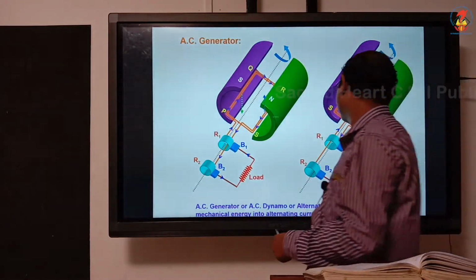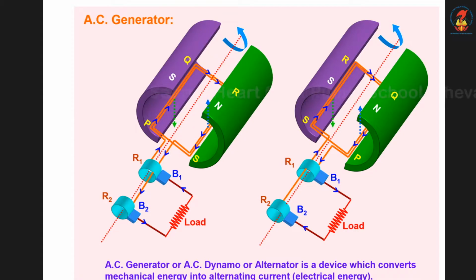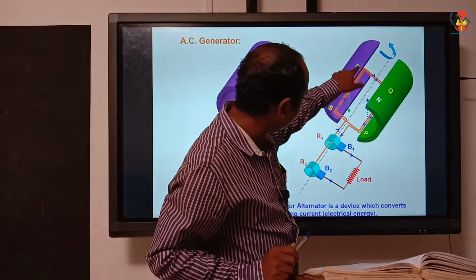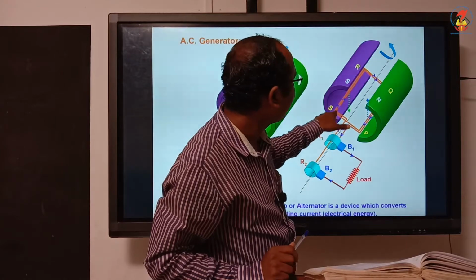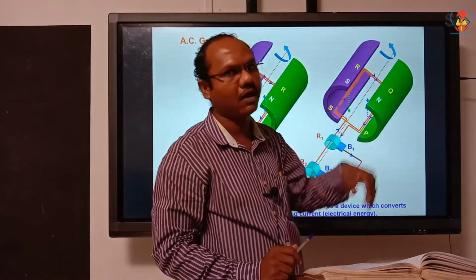Now in the second figure, this coil turns, and after half rotation, S and R will come here, Q and P will come here. So the coil is rotating in the clockwise direction. So in the second half rotation, RS goes inward and PQ comes outward.